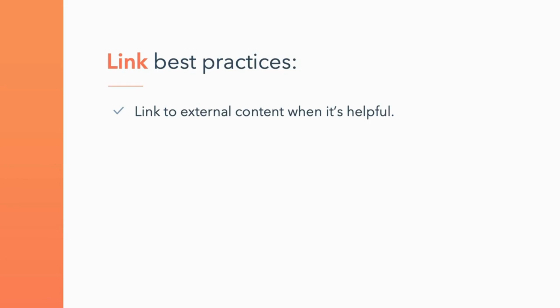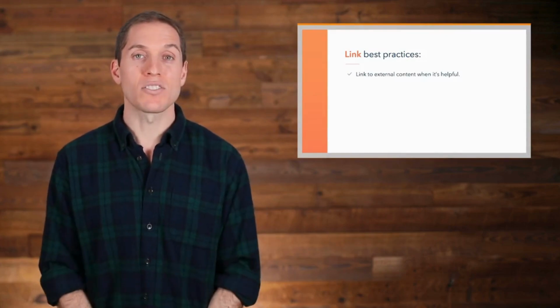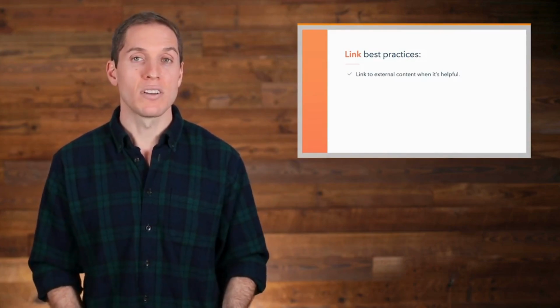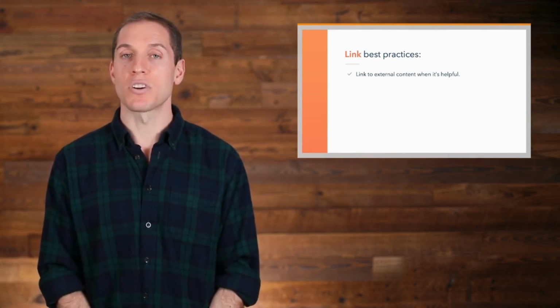Let's review some best practices when it comes to using links effectively in your blog posts. First, link to external content when it's helpful or supports a stat or claim you're making. It takes a lot of work to attract someone to your site and gain their trust. The last thing you want to do is send them off your site unless it's something that supports your content.